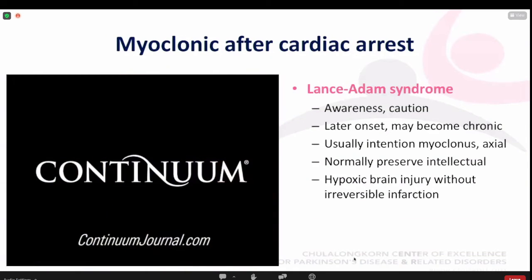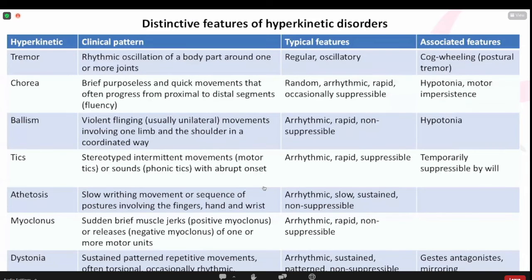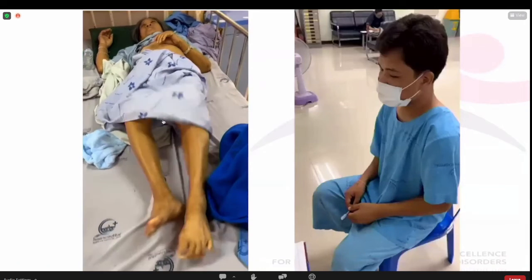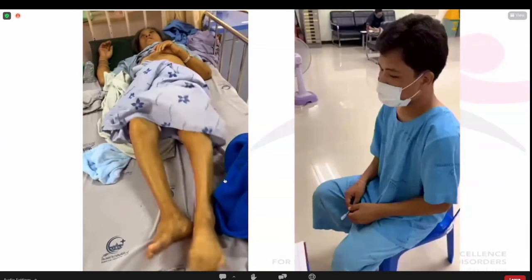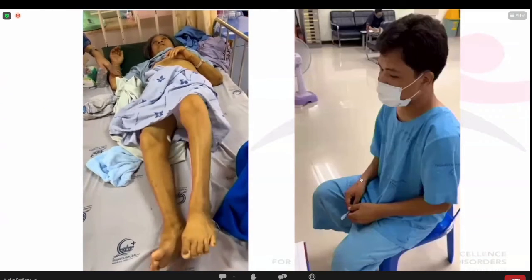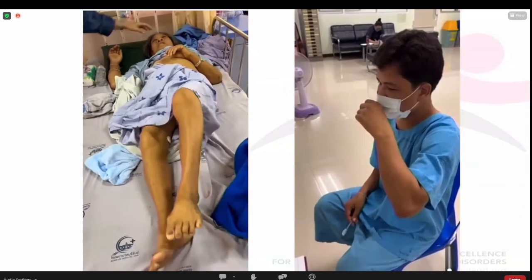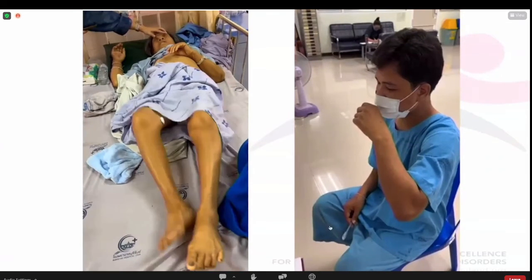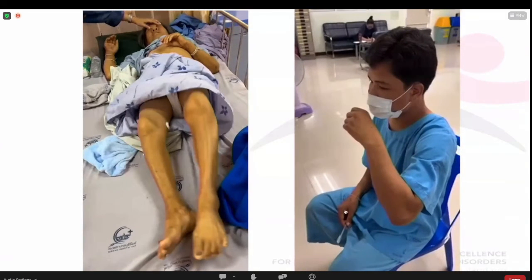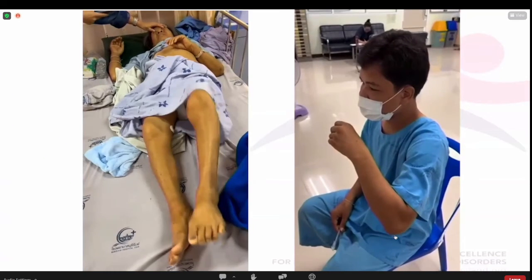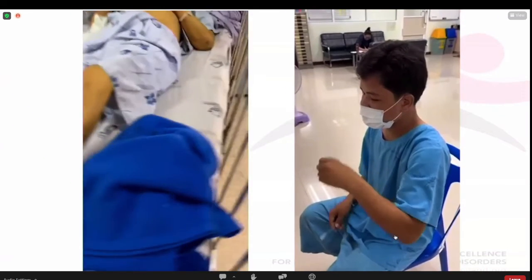So again, these are the distinct features of the hyperkinetic movements and the examination. The last one, which I showed you in the morning, is functional movement disorder, and also in this patient. He also has a tremor on his right leg that waxes and wanes, and sometimes it is distractible when he performs another volitional movement.